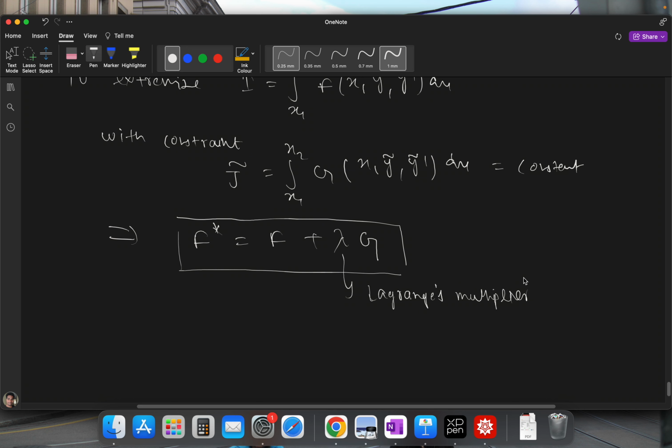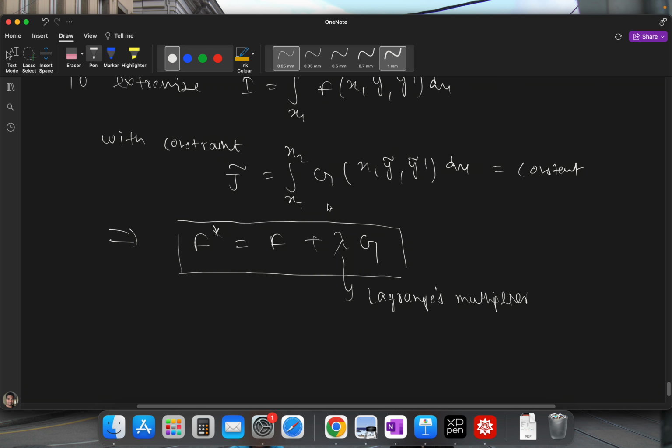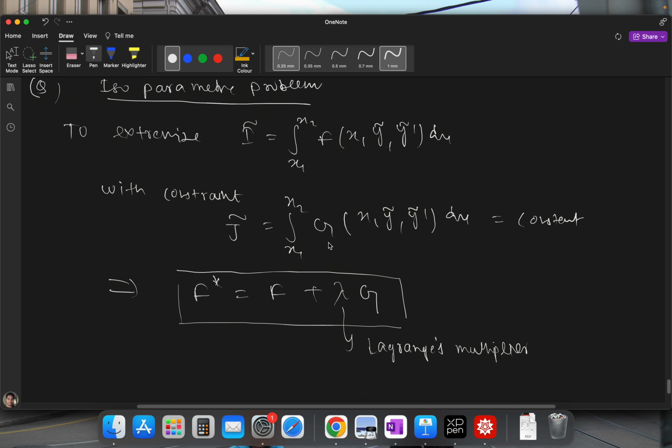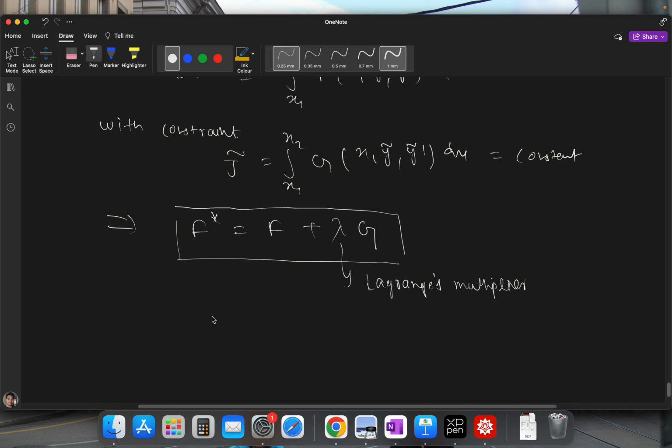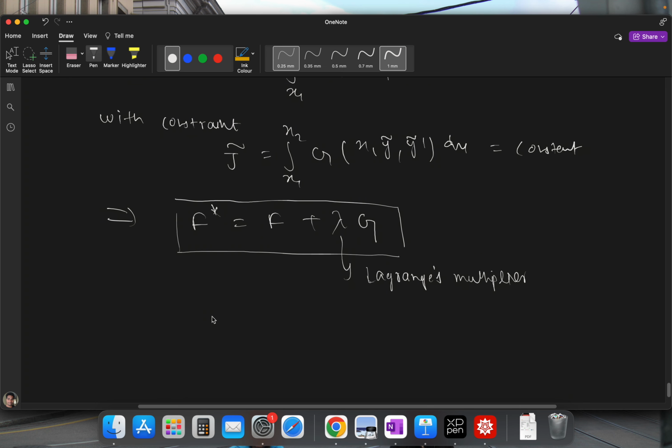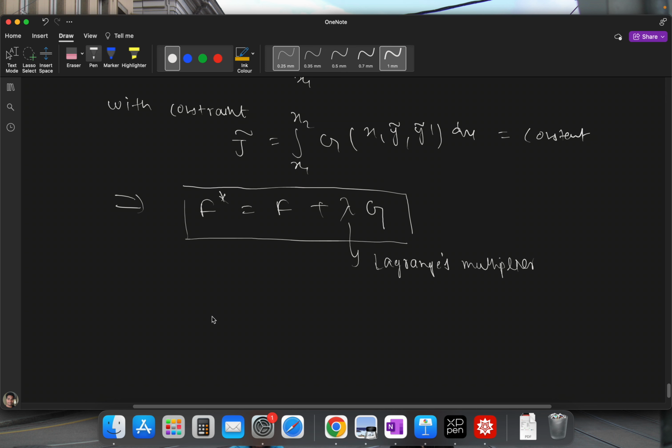I will not go through the derivation of how we derived this, but for sure, when you take f star, where f star is f plus lambda g, and take the derivative and apply the Euler-Lagrange equation, you will get two equations. When you eliminate this lambda, you will get one isolated equation, and that we have to solve. Okay, I will give you one example.